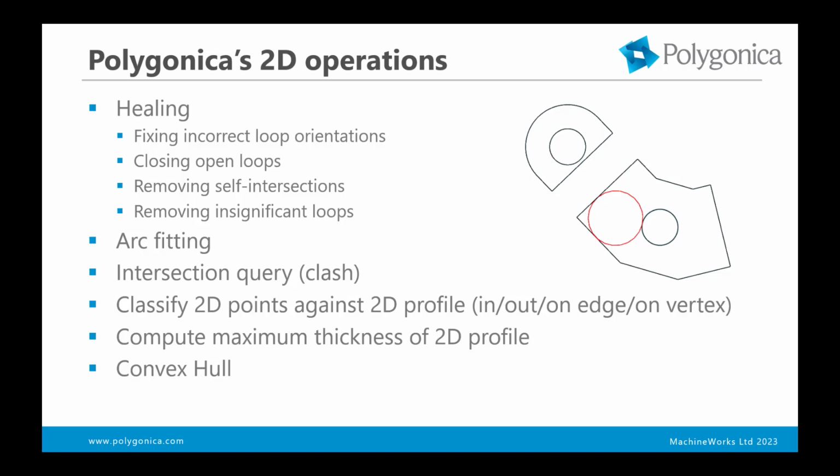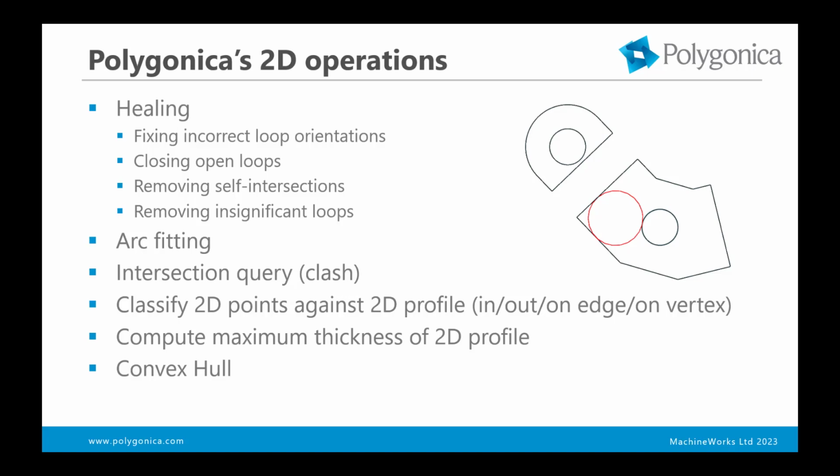There's also arc fitting, so Polygonica's profiles can have arc segments as well as linear polylines, which is a way to save data. If you've got a profile from somewhere else that has loads of little tiny faceted edges around a large arc, then you can just fit an arc to that and then set your own tolerances for refaceting. There's also intersection query, so clash detection.